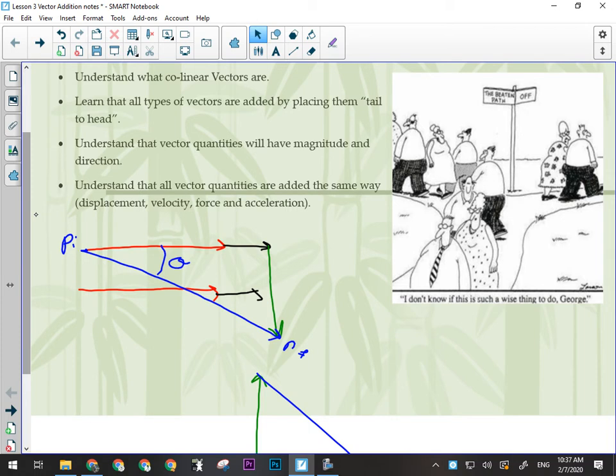Okay, understand that vector quantities obviously have magnitude and direction, and that all vector quantities are added in the same way. All the examples I did here were all of position and displacement, but velocity is added this way, acceleration is added this way, forces are added this way, any vector quantity. You draw the picture the same way, you do all the math the same way, and at the end, you put different units on it. So if this was all displacement stuff, my end units would be meters. If it was all forces, my end units would be newtons, but the math would be identical. Okay, everybody with me there?